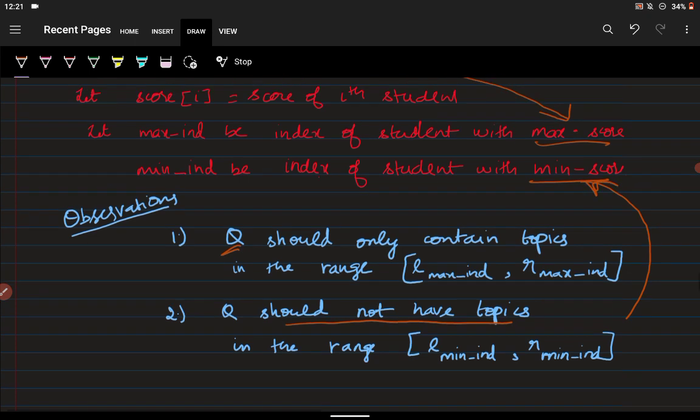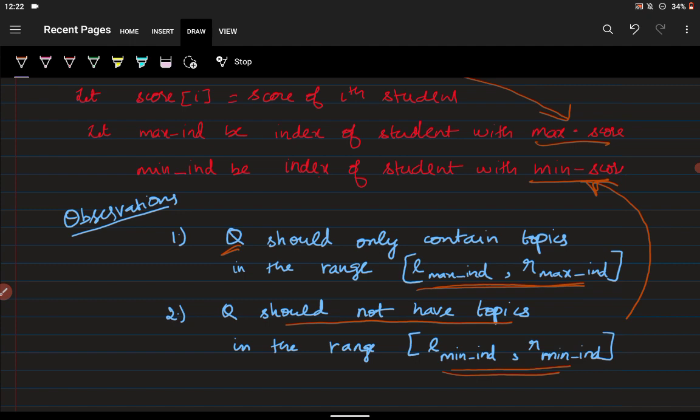Because if you ask a topic which is read by the minimum score student, there is a possibility that the maximum score student has not read the topic, and his score will drop, and the minimum score student's score will increase, and the net difference will decrease. So we only ask the topics in the range of the maximum scored student and nothing from the range of the minimum score student.